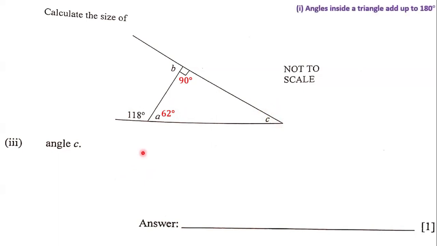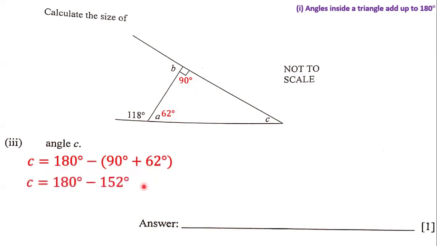Here, we are going to use a useful geometrical rule which states that angles inside a triangle add up to 180 degrees, which means that 90, 62, and C, all added together, must add up to 180 degrees because they are the interior angles of this triangle. And so in order to determine the size of angle C, we're going to first add up 90 and 62 and subtract that sum from 180 degrees. And so C is equal to 180 degrees minus (90 plus 62).